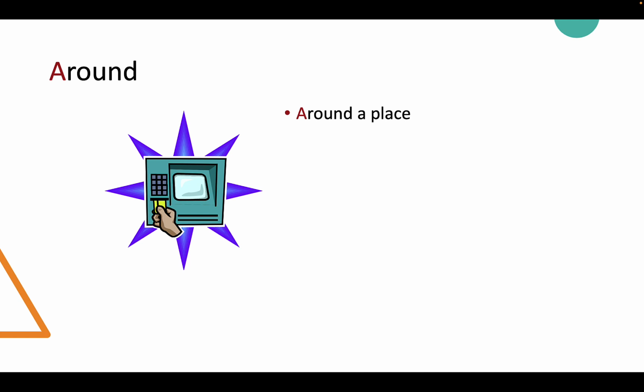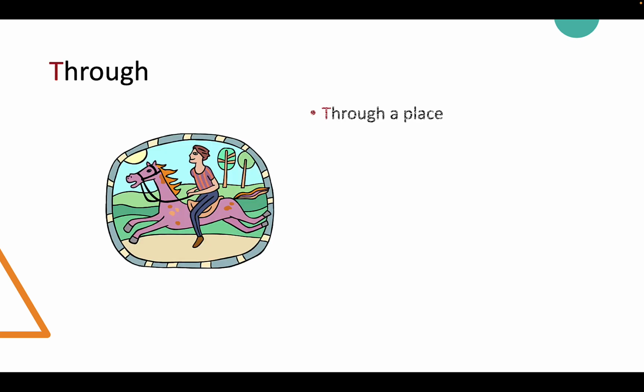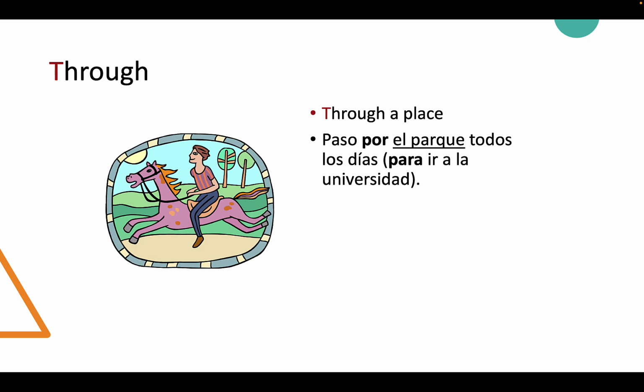Around, close by, right? Hay un banco por aquí. Is there a bank around here or close by? Through, a place, of course. We have an example here. Paso por el parque todos los días para ir a la universidad.